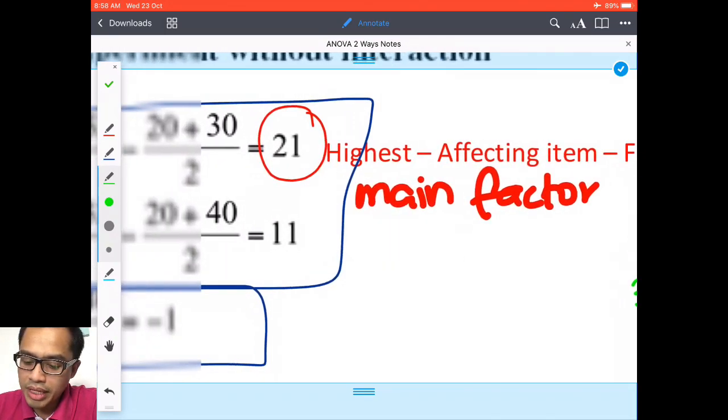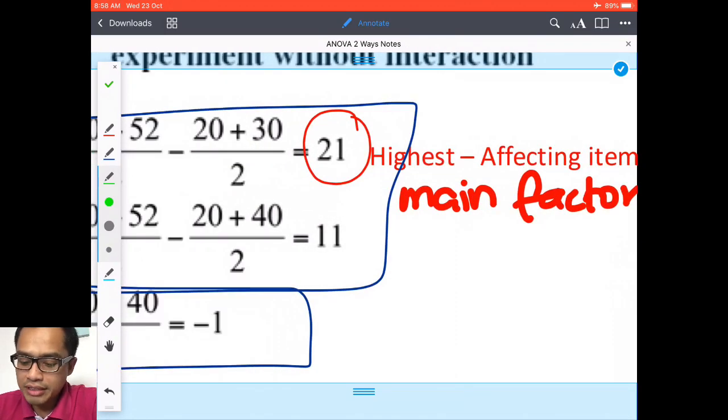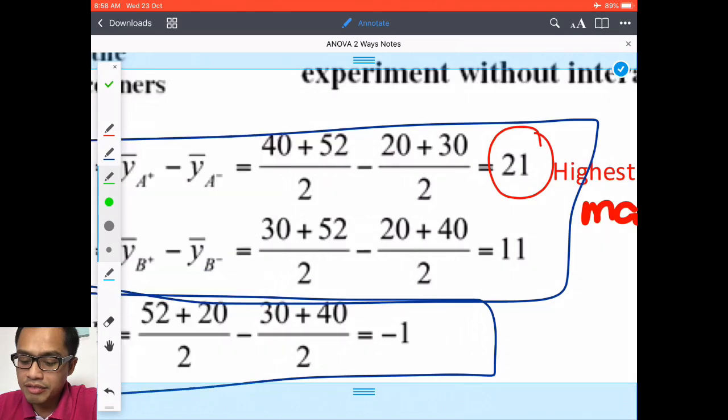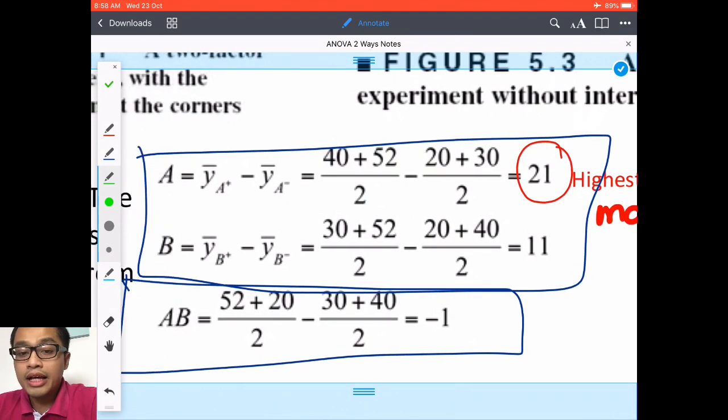So for A and B, A is your main factor and B is your second factor that's affecting the experiment. Whatever they are, A will play the major role that changes the output of this experiment, and B will follow suit. AB, the interaction, is more than 1. That means it happens in this experiment.